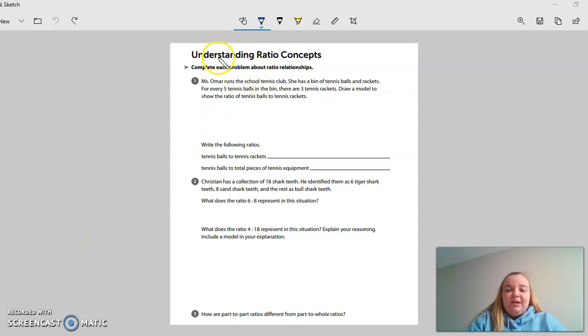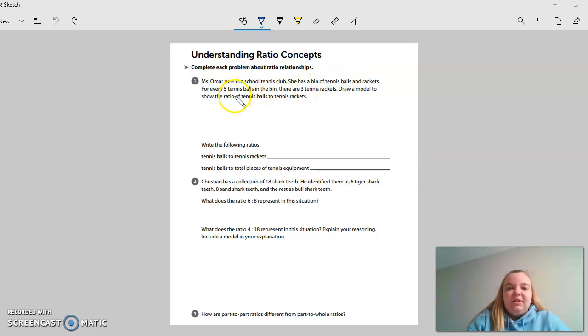Okay, we're going to start with understanding ratio concepts. So this is page 3 in your packet, I believe, your iReady math packet. So we're dealing with ratios. A ratio is a way to compare two numbers.